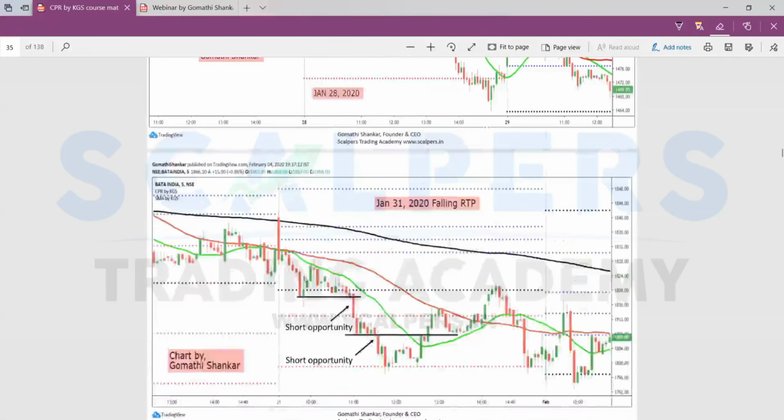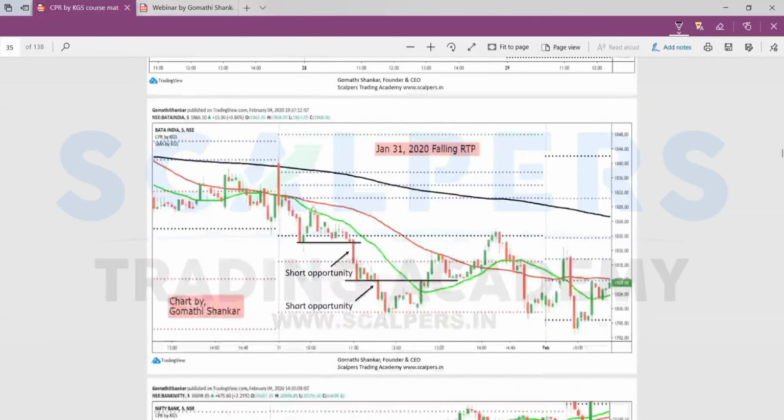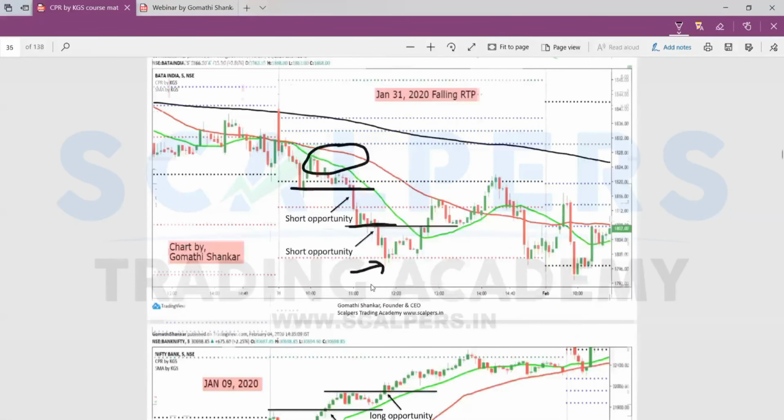See, this is the Bata India chart. I have added the chart from when I took the trade. See, RTP is visible for me. And see, the candles are breaking the day low. You can go for a short. Book your profit at 50%. Once again, day low is getting broken. Book your profit at S2. Our CPR works beautifully in stocks, index, commodity, everywhere.